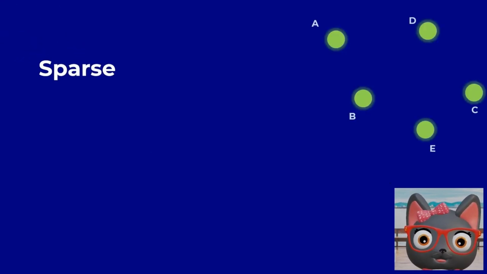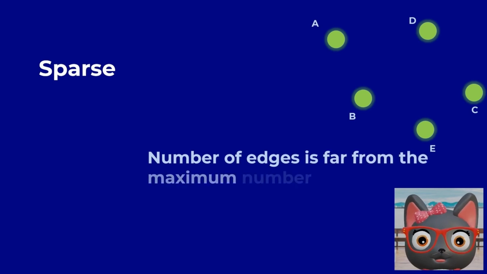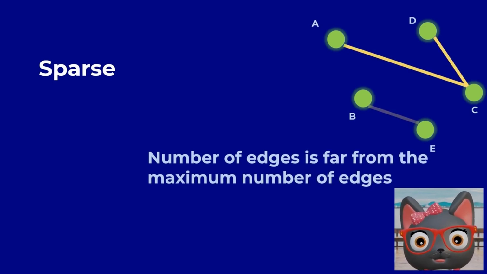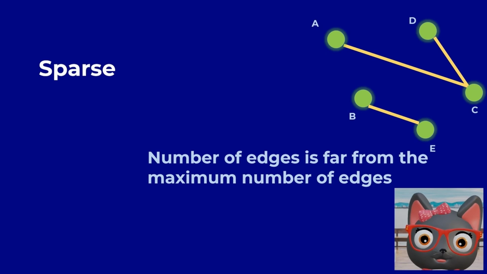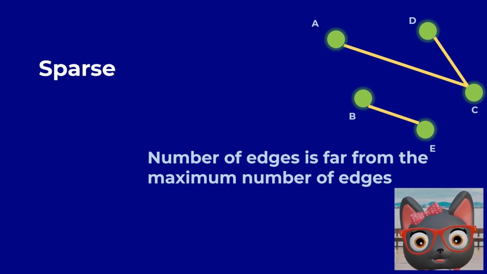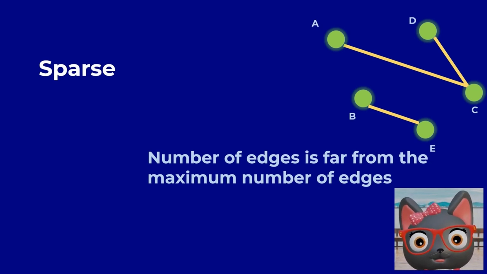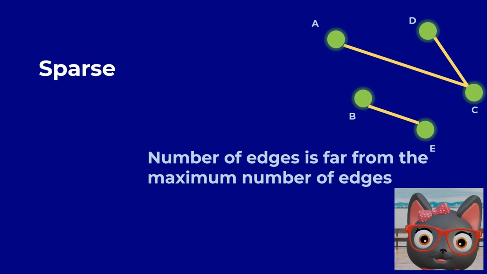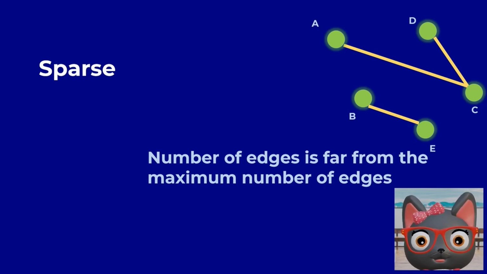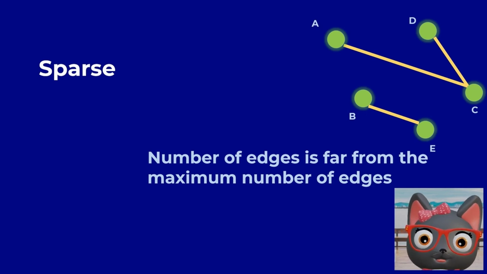A sparse graph is when the number of edges is far from the maximum number of edges. In a connected graph, the minimum number of edges would be n-1. In our graph of 5 vertices, the minimum number of edges is 4. So if our graph, for example, would have 5 edges, it would be considered sparse. Sparse graphs can also be disconnected, so our graph of 3 edges is also an example of a sparse graph.